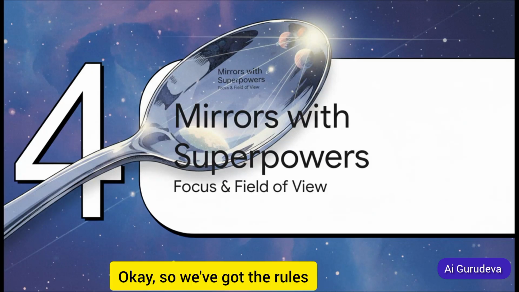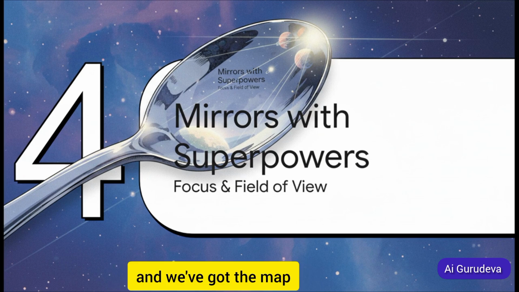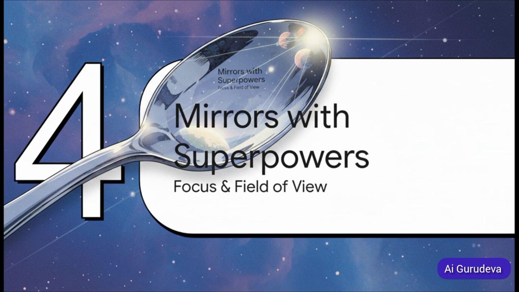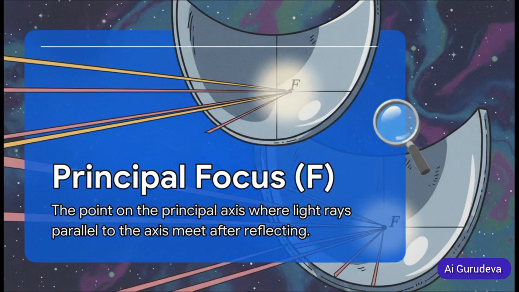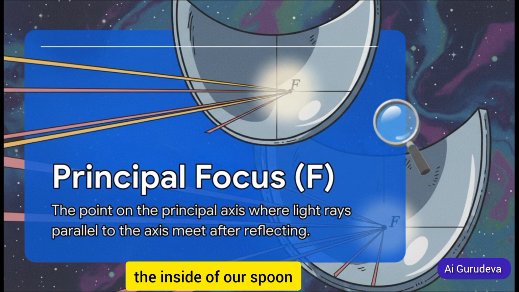Okay, so we've got the rules and we've got the map. Now for the fun part. Let's see the incredible things these mirrors can actually do with light. This is where we unlock their superpowers. So a concave mirror, the inside of our spoon, it has this one amazing trick.